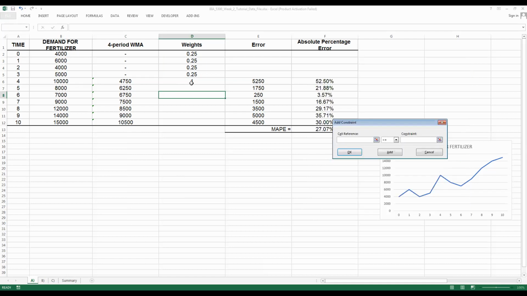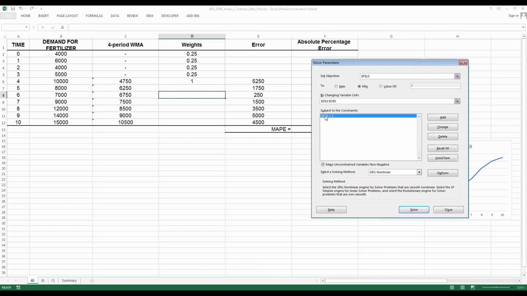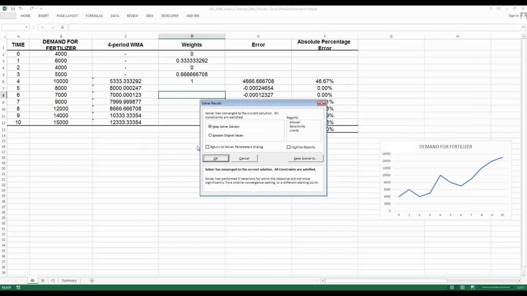The constraint I'm going to add is that the sum of the weights must be equal to 1. That's my standardizing the weights part. It's not required, but if you don't do that, then you and some other person are going to get answers that are actually equivalent but look different. All right, so now I'm going to click solve, and hopefully it's going to give me an answer.